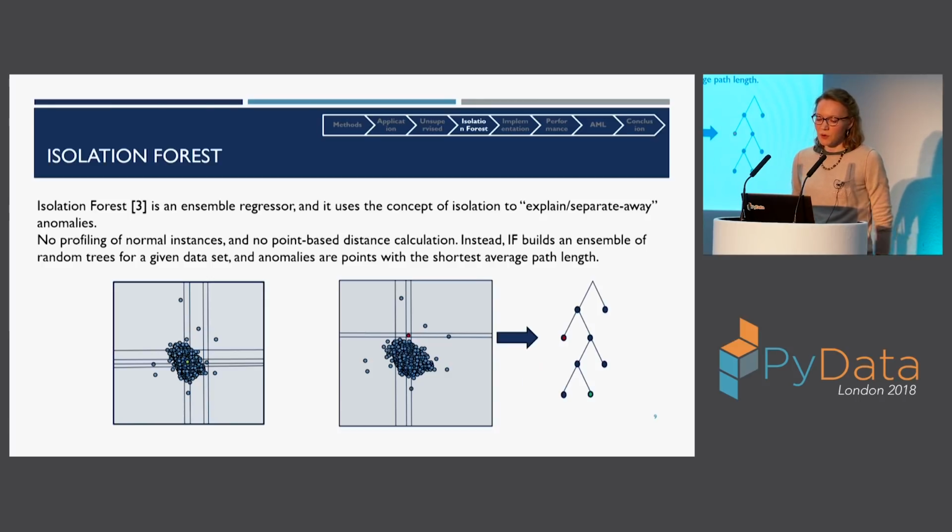So let's step aside from the problem of money laundering and let's look at the isolation forest. Isolation forest is an ensemble regressor, and it is different from other types of distance or density-based methods in that it doesn't profile normal cases and it doesn't calculate point-based distances for data. Instead, it essentially tries to separate away data points, or explain away anomalies from normal data points. Underneath it is building extremely randomized decision trees, and it uses that as a base estimator.